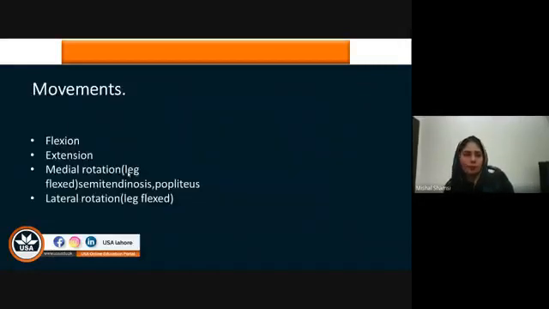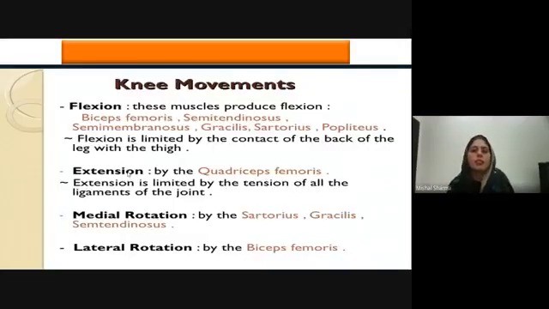Okay. The last one is the movements of the joint. At the knee joint, the movements that occur are flexion, extension, and medial and lateral rotation. The medial and lateral rotation only occur at the knee joint when the leg is flexed. So whenever we consider medial and lateral rotation of the knee joint, your leg should be flexed.